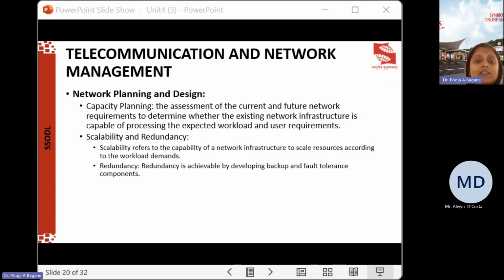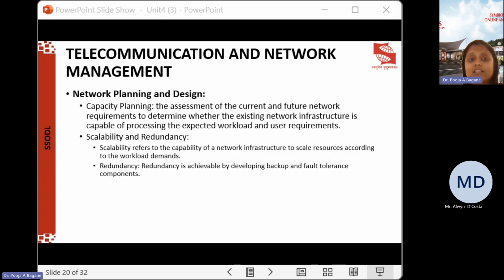Then there is scalability. Scalability is the capability of the network infrastructure to scale the resources according to the workload demand. It ensures that the network infrastructure can grow with the business and the business needs, and the number of users, applications, and devices, without impacting the performance and the reliability.